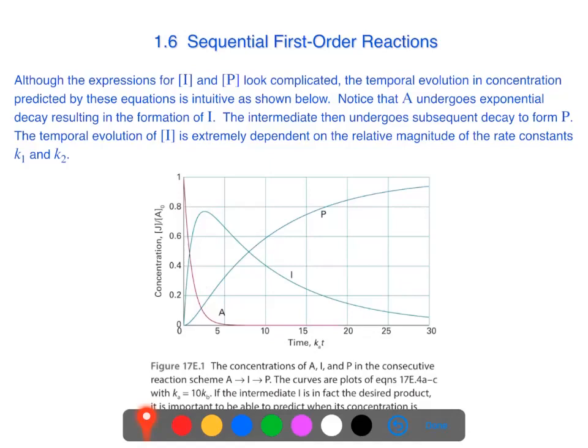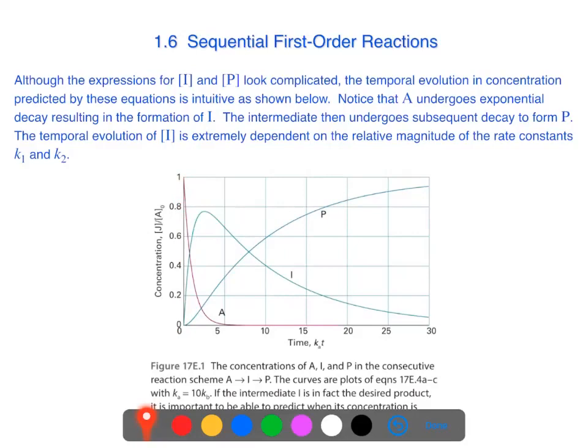Also note that as A is decaying, we see the growth of the product P. Although that growth isn't immediate because we first need to form the intermediate before the product can form from the decay of that intermediate. So with the exponential decay of A, we see virtually an exponential rise or growth of the intermediate concentration. But that will come to a maximum value that will start to level off and then decline, because as I is being formed, it will eventually produce the product P.